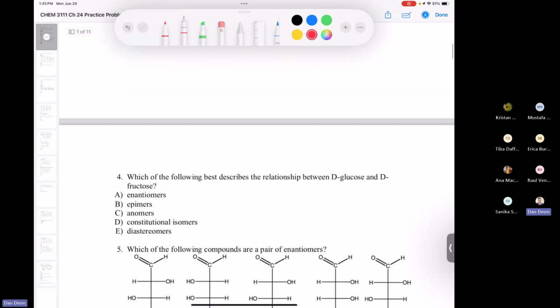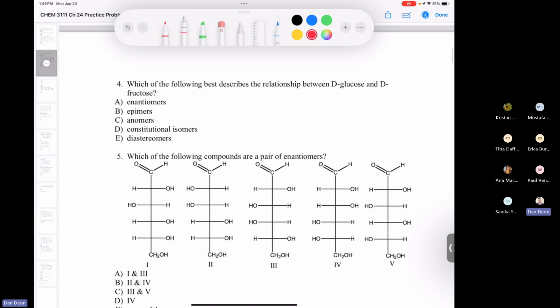All right, so the next one, it says, which of the following describes the relationship between D-glucose and D-fructose? If you haven't picked up on this, both of these compounds, D-glucose and D-fructose, have the same molecular formula, which is C6H12O6, but they have different connectivity, and so they would be constitutional isomers of each other, right? They have the same formula, but are connected in a different way. They're definitely not enantiomers. They're not epimers. They're not anomers. They're not diastereomers. They are just constitutional isomers. I mean, D-glucose is an aldose, okay, and D-fructose is a ketose. So obviously they are not simply diastereomers or something like that.